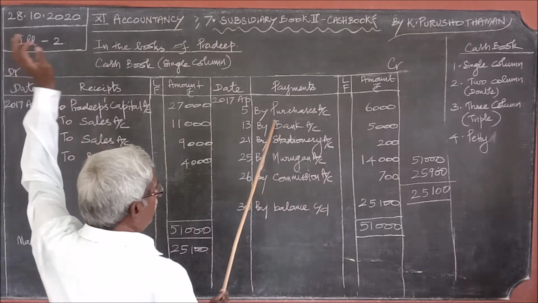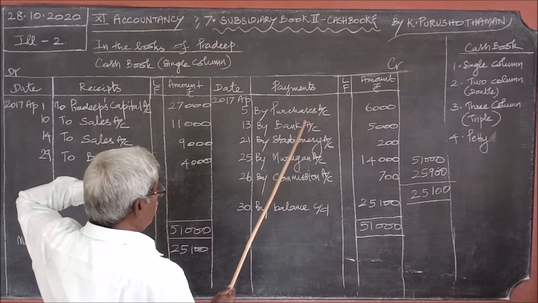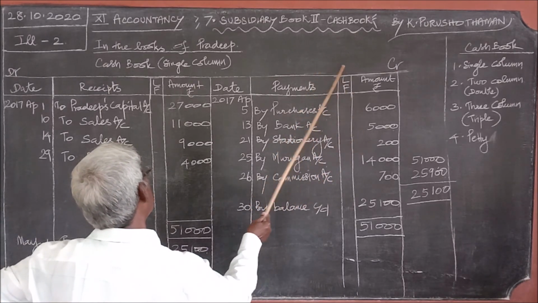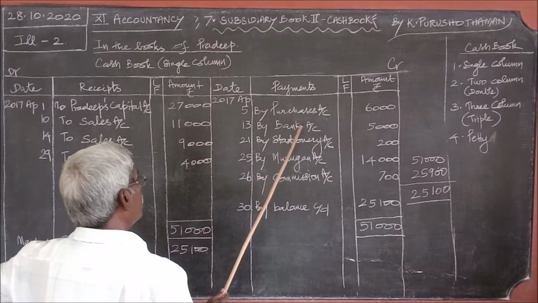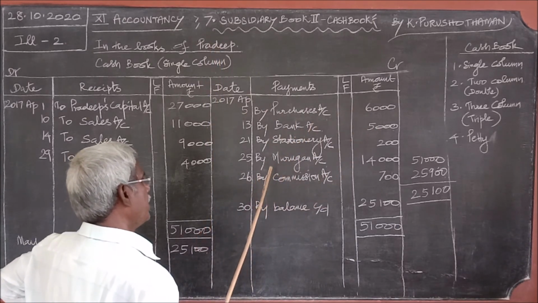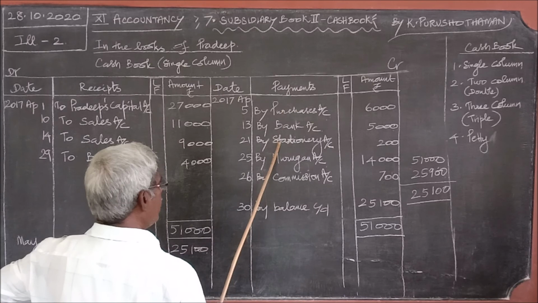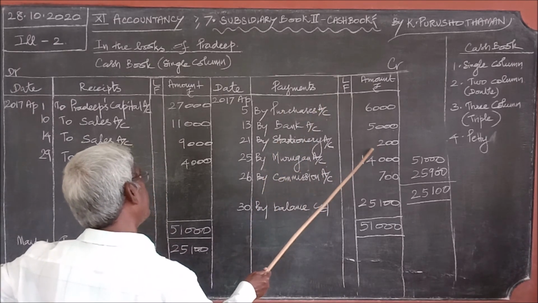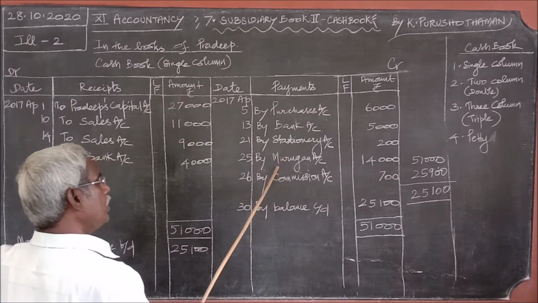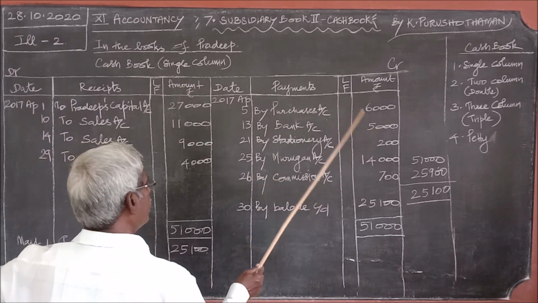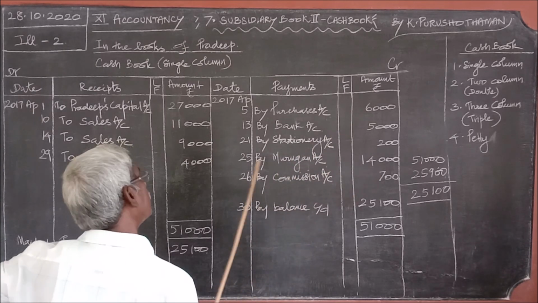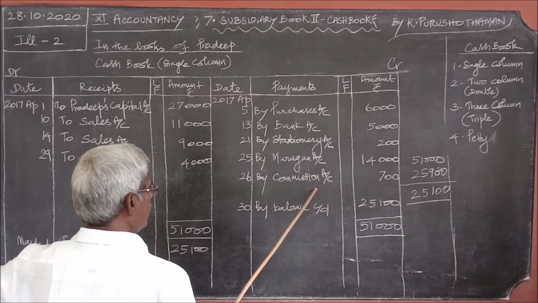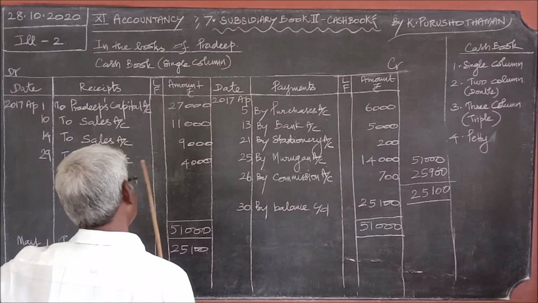Then it is the amount paid into bank. Putting money into the bank means cash goes out from us. That is from Pradeep, so by bank account. Then stationery is bought. When stationery is bought for cash, cash goes out. Then paid to Murugan. It is a payment to Murugan, therefore by Murugan account. Commission paid.